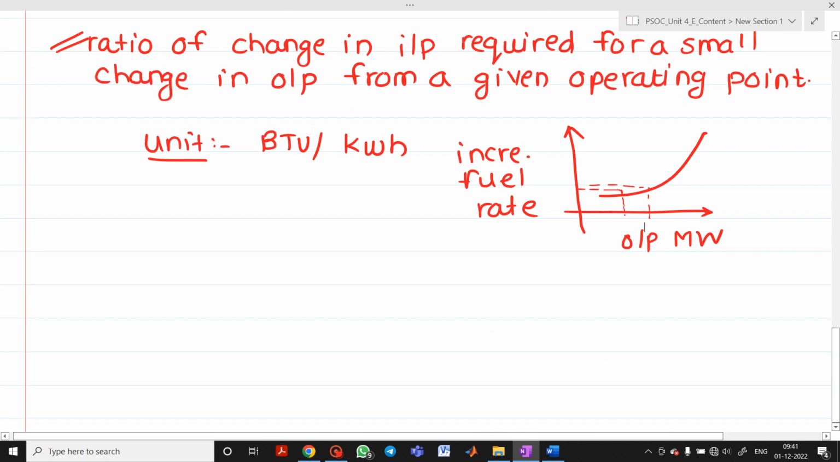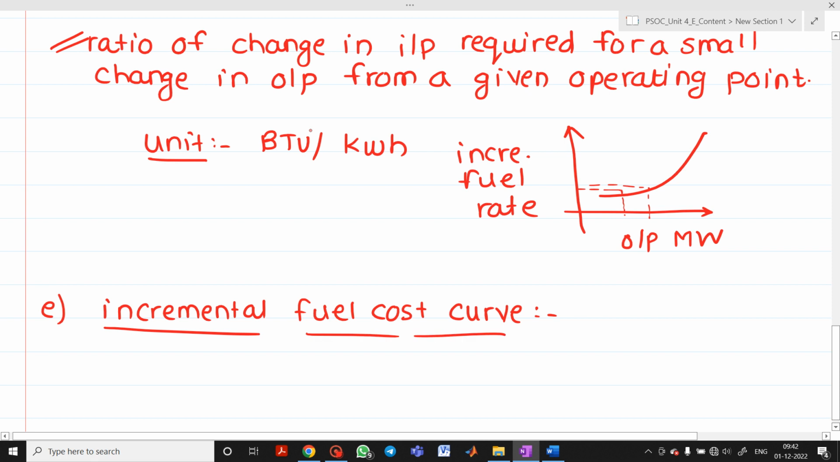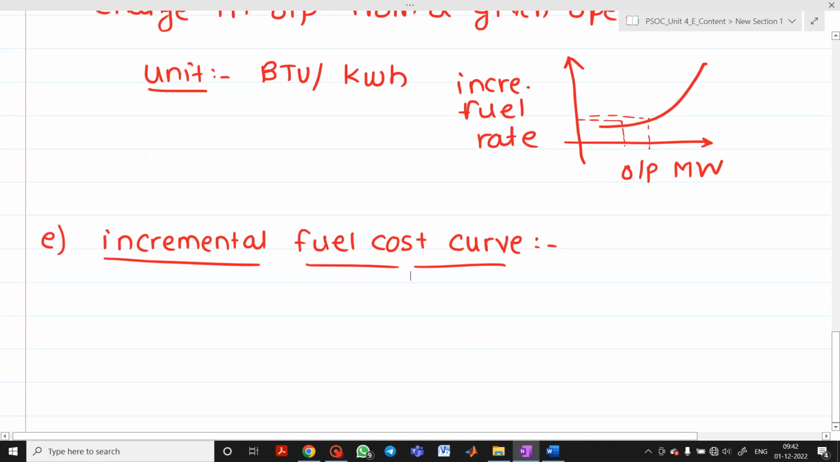Now we will see the next point, point number E, that is the incremental fuel cost curve. Now what is this incremental fuel cost curve? The incremental fuel cost curve, which is also called IFC, is defined as the ratio of small change in the input to the corresponding small change in the output. So already we have written it will be delta F upon delta Pg.